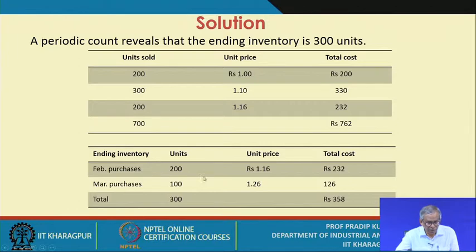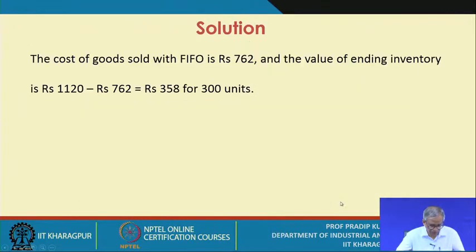So, the ending inventory will be, say, the 200 over here and 100 for the March purchases. So, this will be charged at 1.16, the remaining 200 out of 400 you have, and this is 100 already arrived and it will be charged at 1.26. So, it is 126 and this is 232, that is 352. So, the ending inventory will be rupees 358.